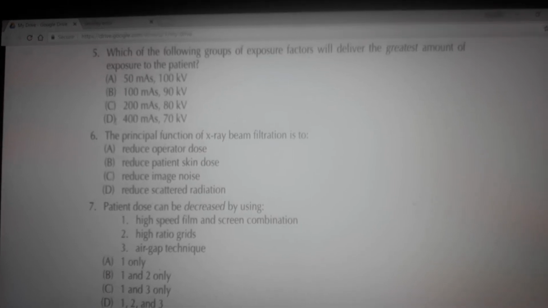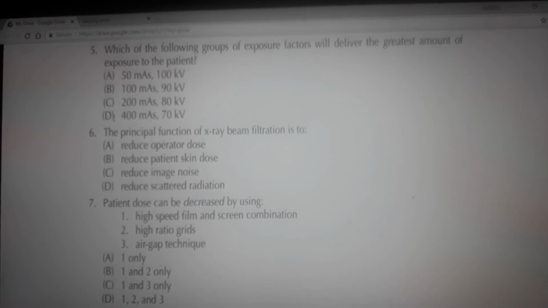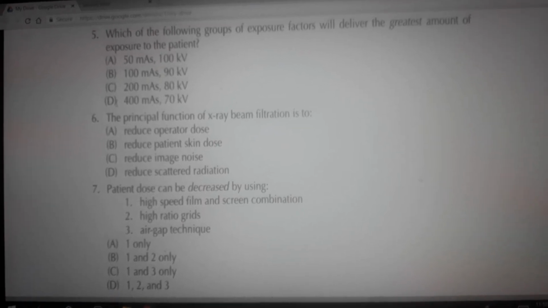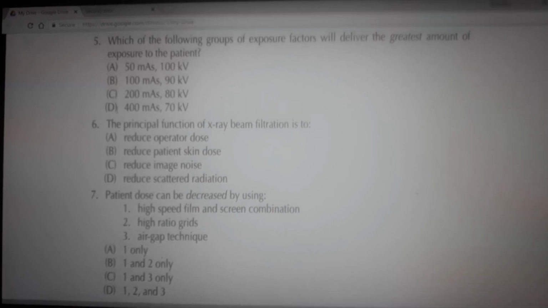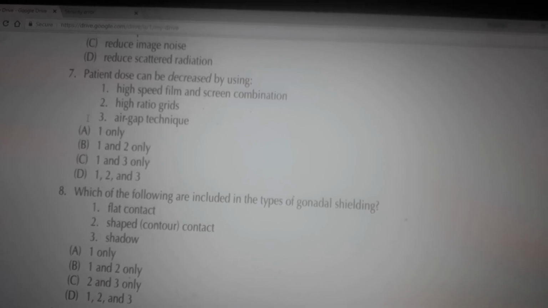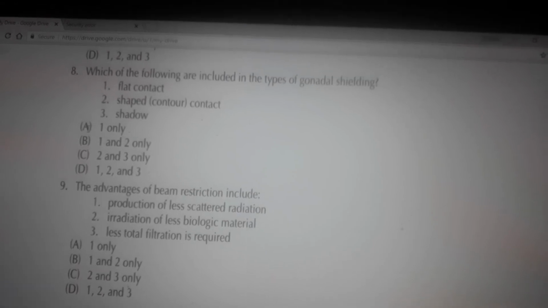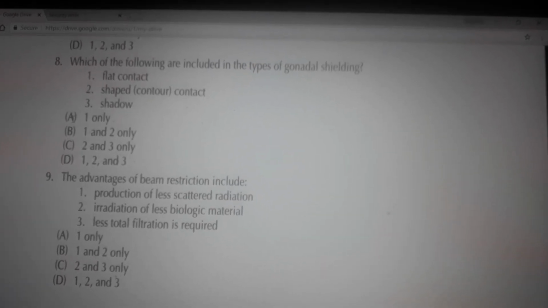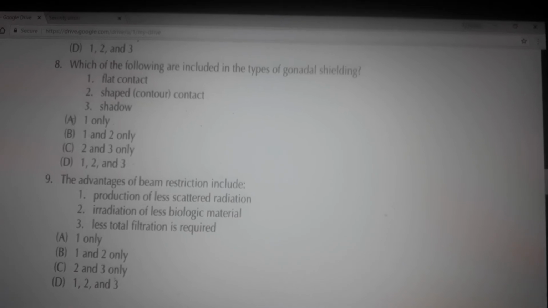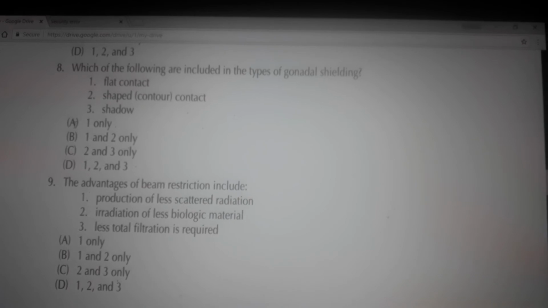The patient dose can be decreased by using a high speed film screen combination and a high ratio grid. Seventh question, the answer is A. High speed film and screen combination. Eighth question: which of the following are included in the types of gonad shielding? Flat contact, shape contact and shadow. All three. So the answer will be D.